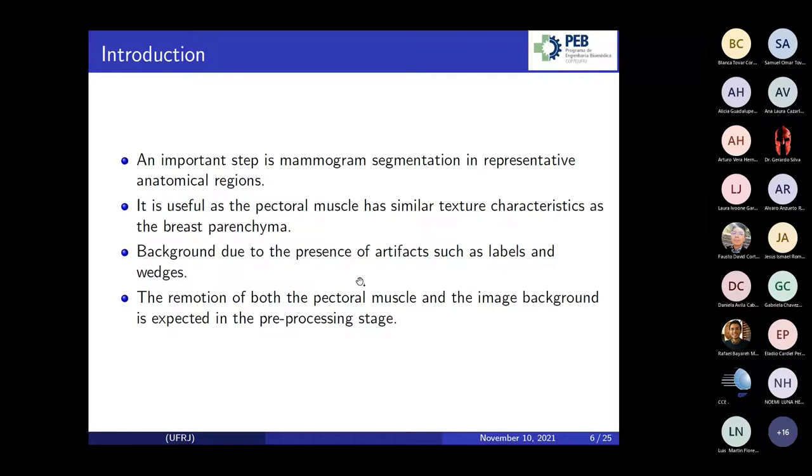In this CAD system processing, the first step, and an important one, is the mammogram segmentation in representative anatomical regions. Regions like the breast, the pectoral muscle, and, for this problem, the image background. This is because pectoral muscles have similar texture characteristics to the breast parenchyma, and the background has the presence of artifacts such as labels and wedges. For the CAD system, the removal of both parts is important in the pre-processing stage.